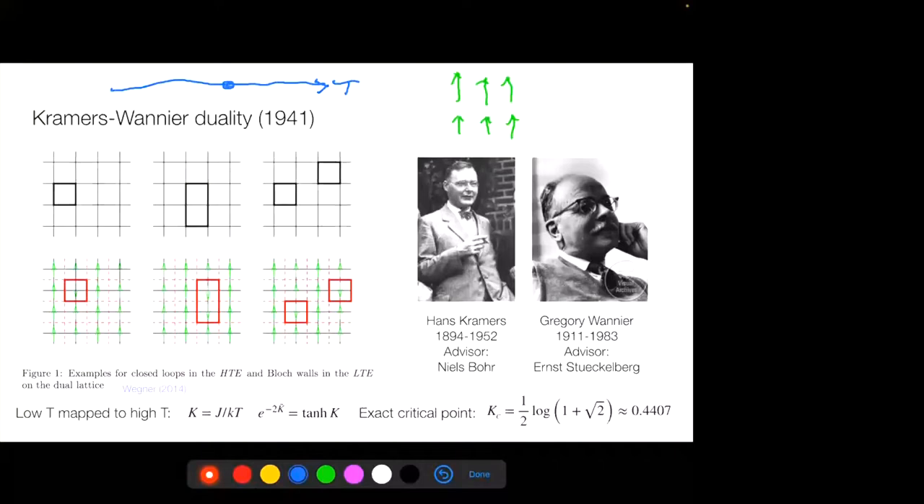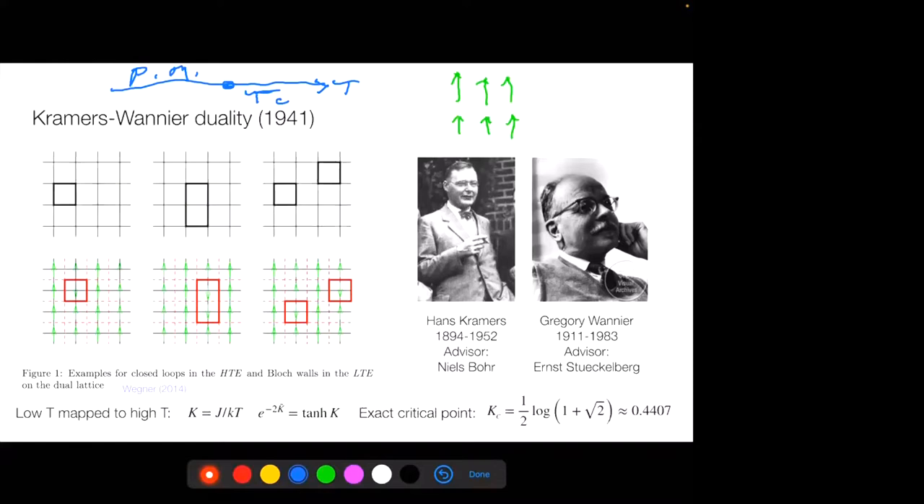looks like this. There's a critical temperature. And there's a permanent magnet. And above the critical temperature, which is called the Curie temperature, by the way, you have no permanent magnet. And the way they did this was really interesting and very clever.